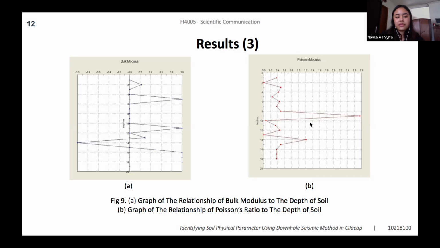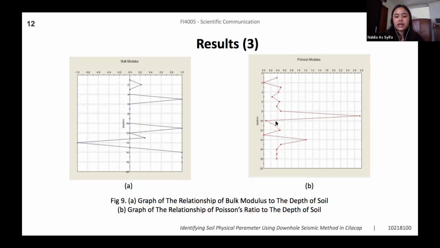As seen in figure 9b, each layer has different values as well. For the depths of 1 to 8 meters, 11 to 12 meters, and 15 to 18 meters, the range of the value is around 0.37 to 0.6, which tells that those layers are saturated clay.